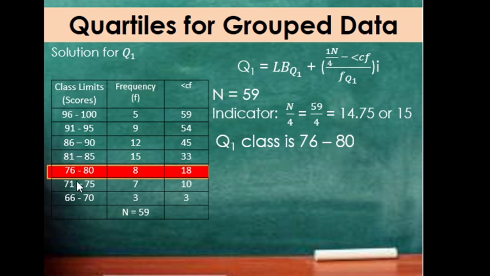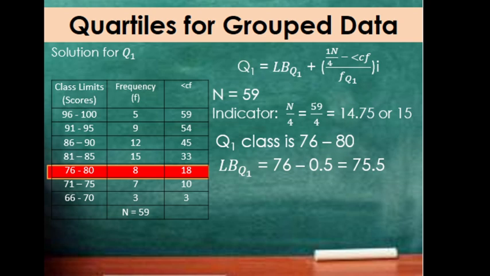Why do we need the quartile class? Because this is where we will get its lower boundary. So, how do we get the lower boundary? We're going to subtract 0.5 from the lower limit of our quartile class. And the lower limit of our quartile class is 76. So, we're going to subtract 0.5 from 76. So, the lower boundary is equal to 75.5.